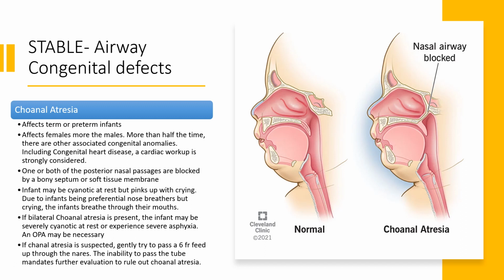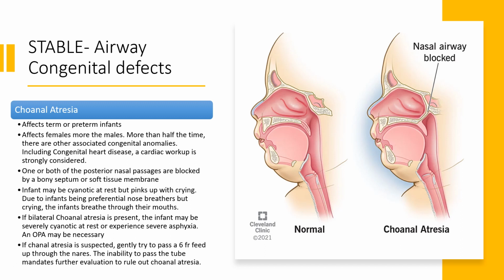More than half the time they're associated with congenital anomalies, including congenital heart defects. Consider one or both posterior nasal passages blocked, by a bony septum or soft tissue membrane. They may be cyanotic at rest, but pink up with crying. That's due to them now breathing out of their mouth, but when they're at rest, they're trying to breathe through their nose, and they're unable to.